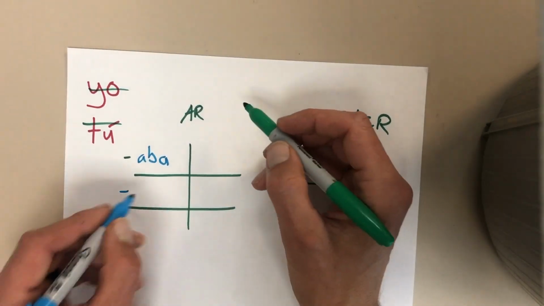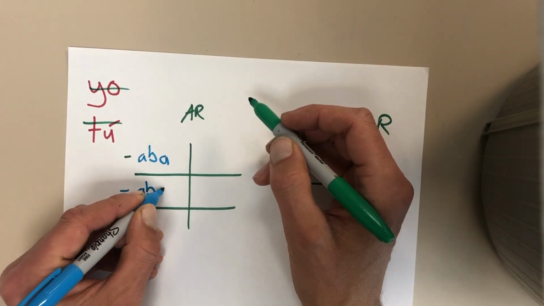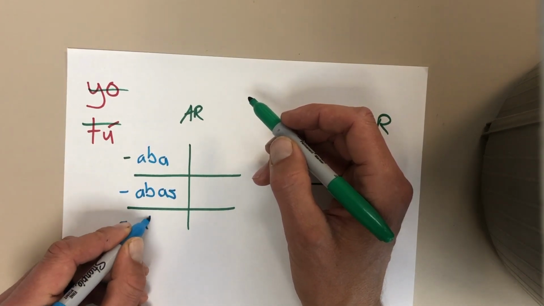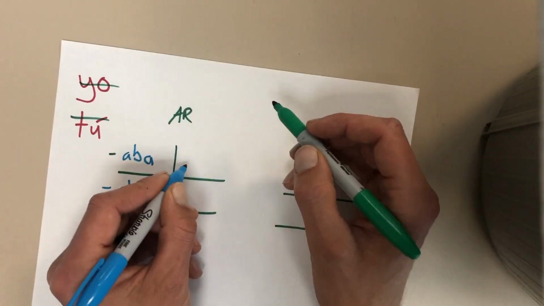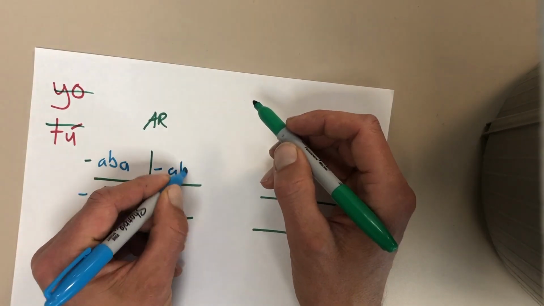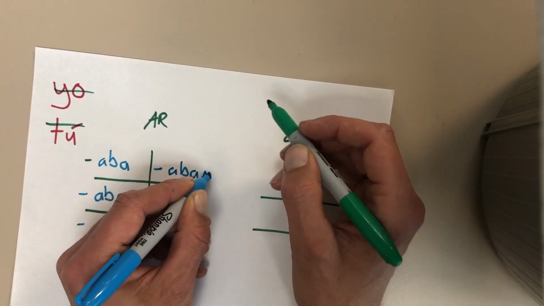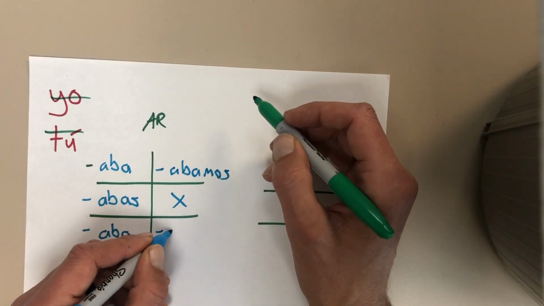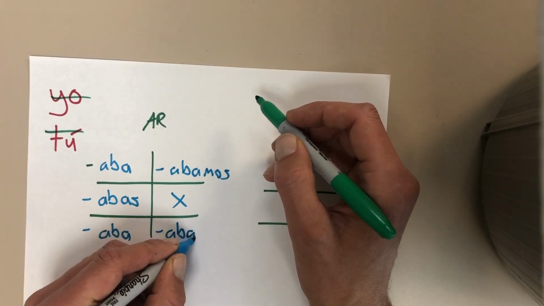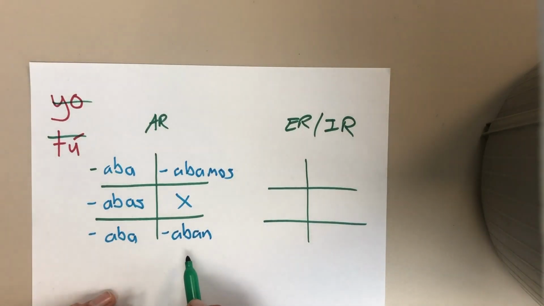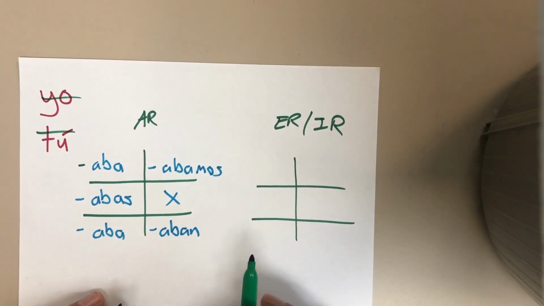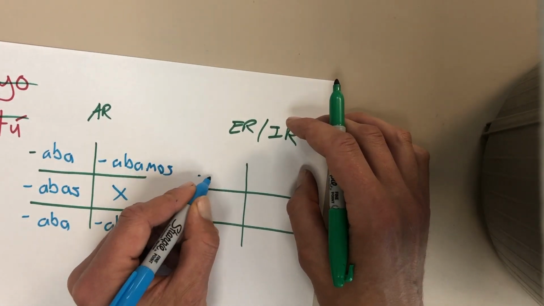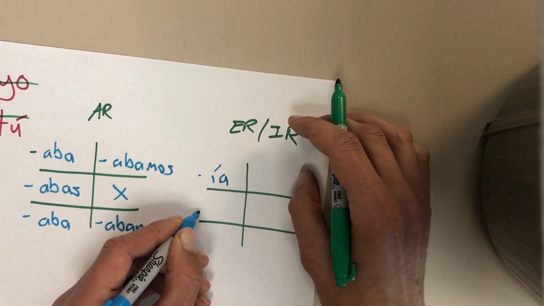Does that look familiar? Yeah, that's past. Aba, abas, aba again. What would it be for nosotros? ábamos. And then aban. So what would it be? Abais. Okay. And then this is ía with an accent.